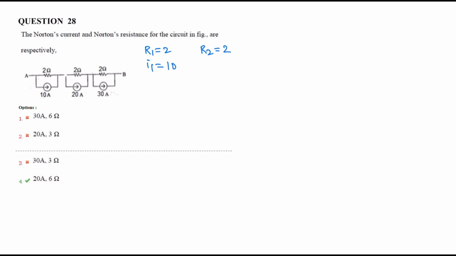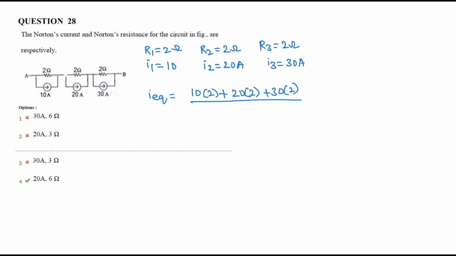R2 is 2 ohm and the current I2 is 20 ampere. Resistance R3 is 2 ohms and the current I3 is 30 ampere. Now the formula to calculate equivalent current or Norton current is (I1 R1 + I2 R2 + I3 R3) divided by (R1 + R2 + R3), that is 10 into 2 plus 20 into 2 plus 30 into 2 divided by 2 plus 2 plus 2, that is 20 ampere.